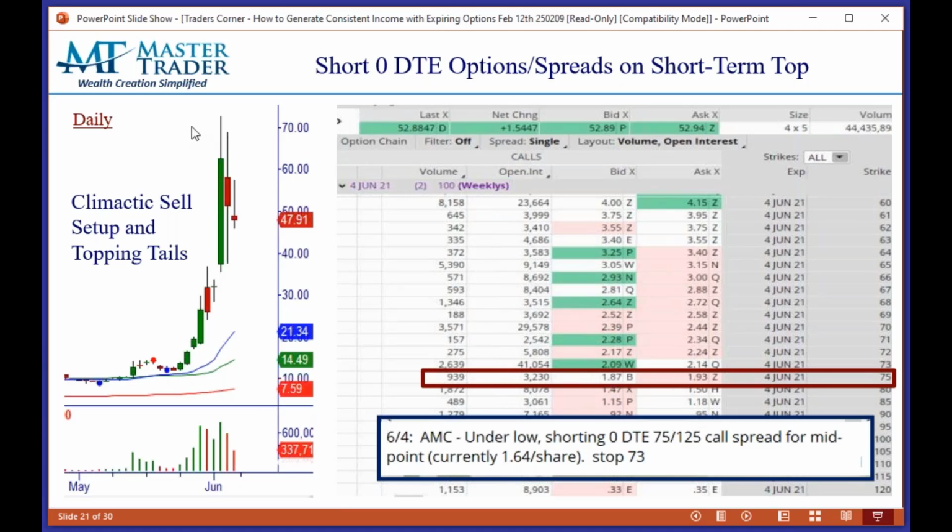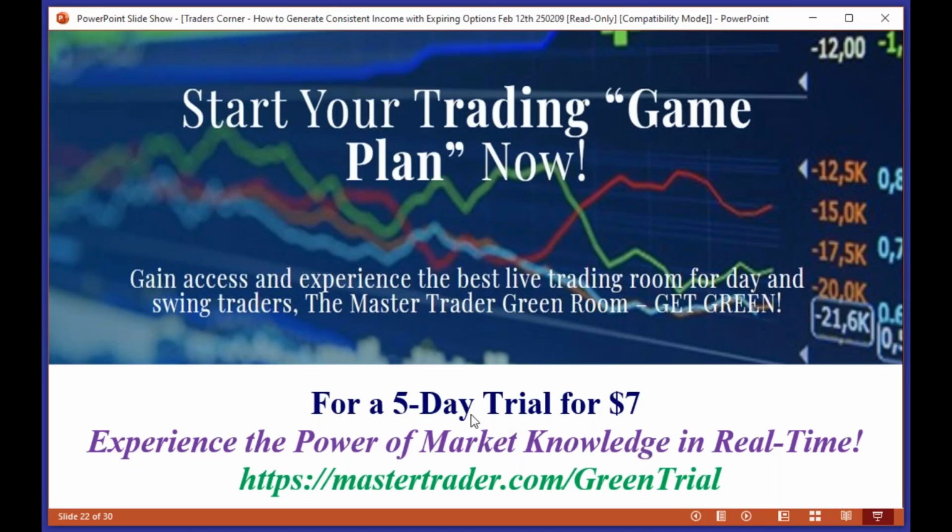But look, my stop loss would be over this tail. I have $5 more of cushion. This is the bid for these $75 calls. That's the ask. If I sold the 75 125 call spread, this was an actual trade alert. I said under the low, so it didn't trigger yet. So I was saying under this day's low, we're going to sell this credit spread, stop 73, and manage in between. We do this every single day in our live trading room.